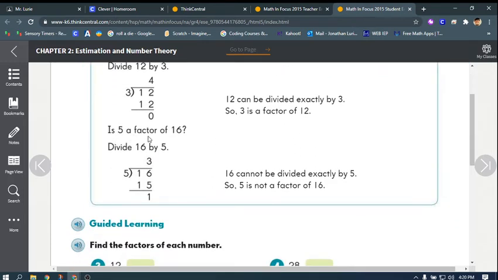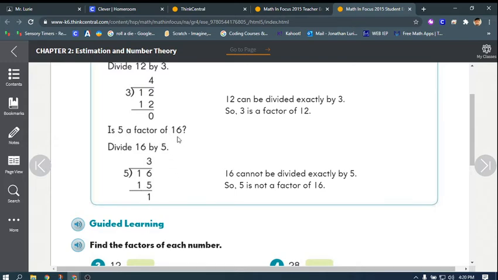Is 5 a factor of 16? Same process, take the 16 and divide it by 5. So we know that 5 times 3 is 15. So that's why the 3 is right there. That's the closest without getting over, kind of like The Price is Right. So let's see if we have a remainder. 16 minus 15 means we'll have 1 left over.